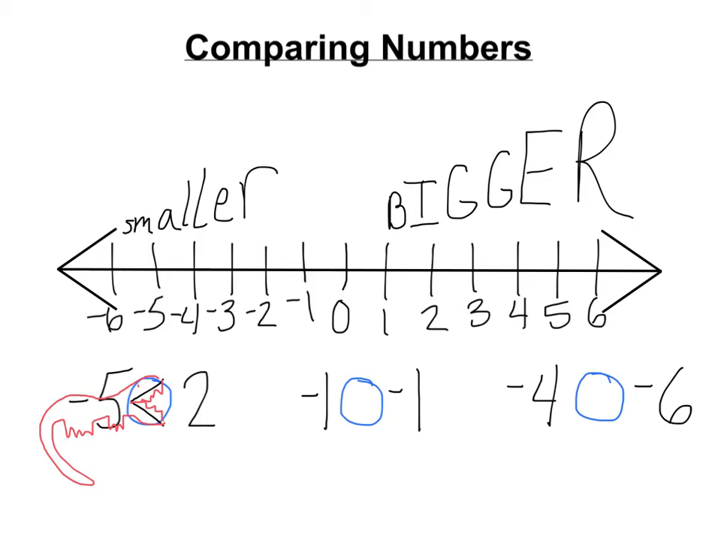So if we continue on to these others, notice that this next one is asking us to compare negative 1. Well, negative 1's there, and negative 1's there. It's the same amount. So when we compare numbers, they can also be equal. And then finally, if we compare negative 4 to negative 6, we can see that negative 4 is further to the right, so it must be bigger, which means my alligator or my Pac-Man is going to want to eat negative 4. And there we can see it now without my alligator in the way.